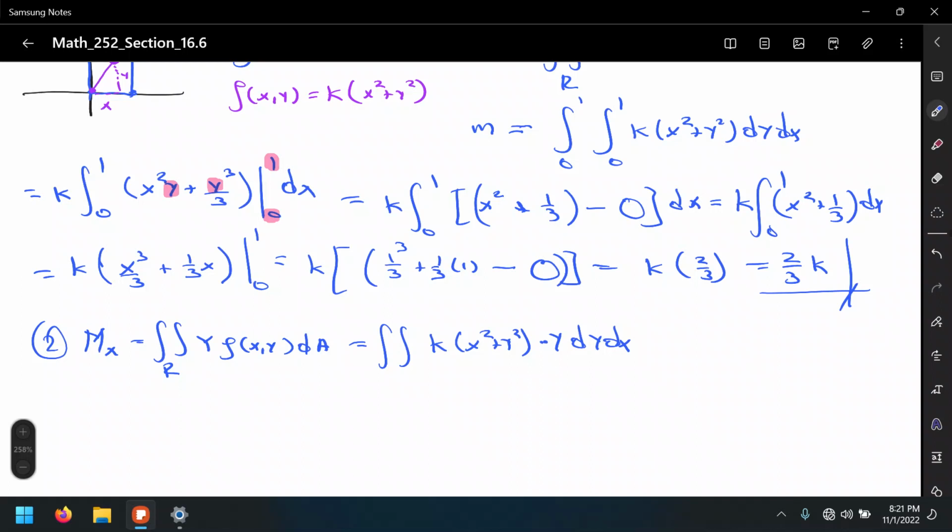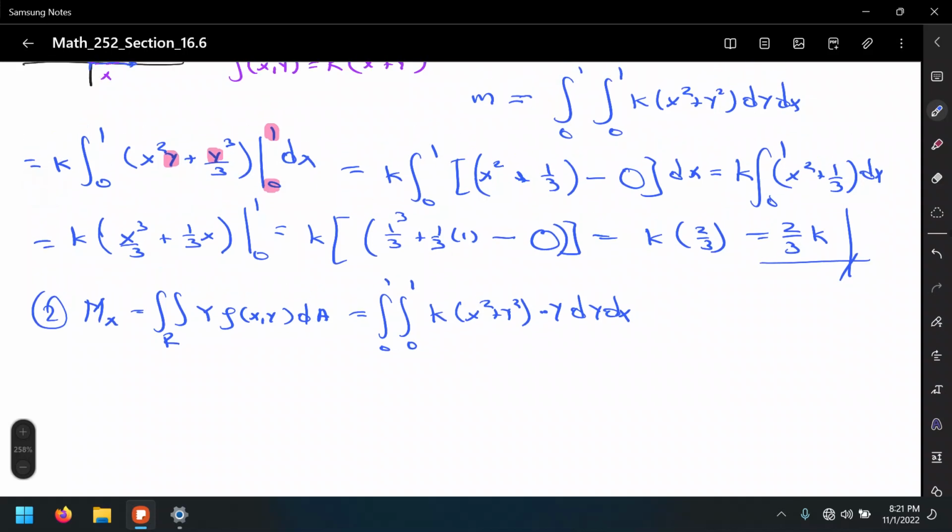So that's 0 to 1. If you were to find the moments in the y, would you have to do dx dy instead? It doesn't matter, because the region is both vertically simple and horizontally simple. You can do it the other way around, and it should give you the same result.